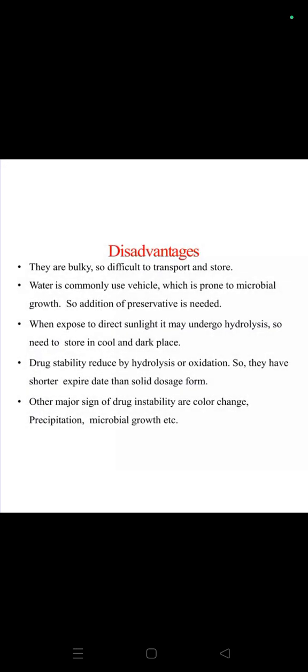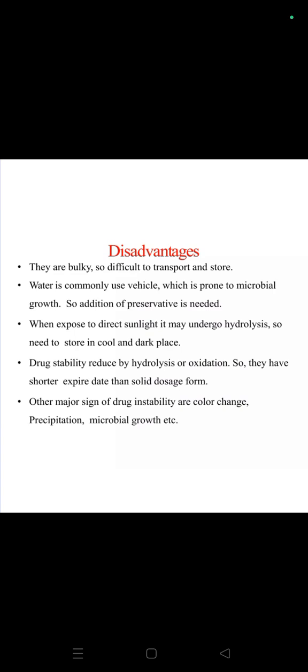It can be administered by various routes: oral, parenteral for injection, enema for rectal use, otic that is ear, and nasal and ophthalmic preparation. And disadvantages of monophasic liquid dosage form.